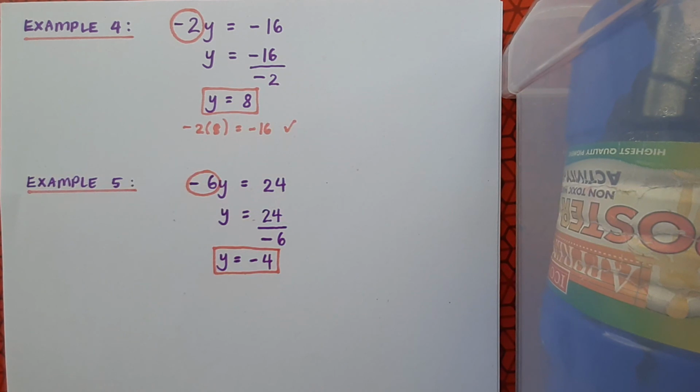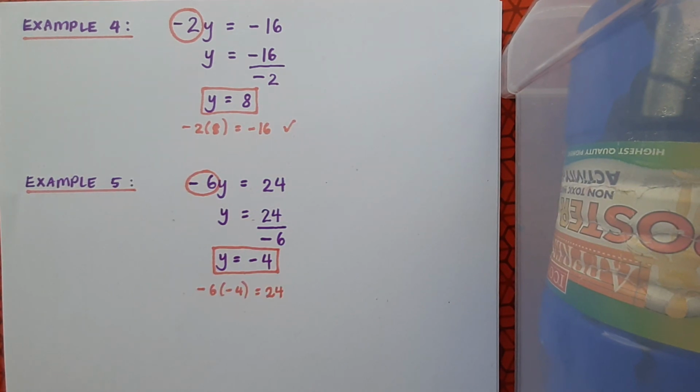Again, I can verify my solution. Minus 6 times minus 4, well, a minus by a minus makes a plus. There's no sign over here, it means it's a plus. 6 by 4 is 24. Yeah, I'm correct. So y equals minus 4 is the correct solution for this equation.